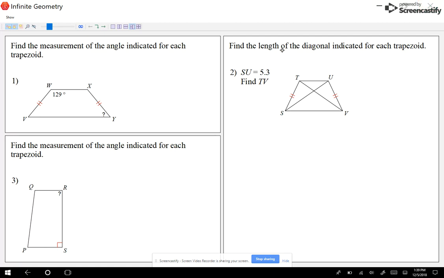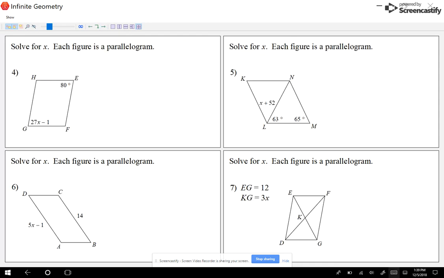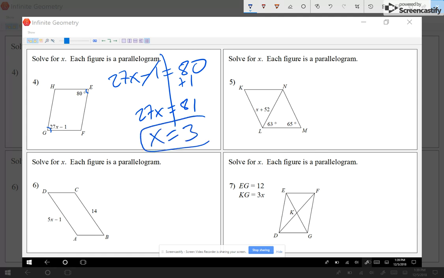All right, since we're good on trapezoids, let me talk about parallelograms. Now, looking at my example number 4, angle G and angle E are equal because they're opposite, right? They're far from each other. So I'm just going to say 27x minus 1 is equal to 80, right? Opposite angles are equal. Then the rest is just algebra. I'm going to add 1 to each side. 27x equals 81. Then divide both sides by 27. X in this case is 3.